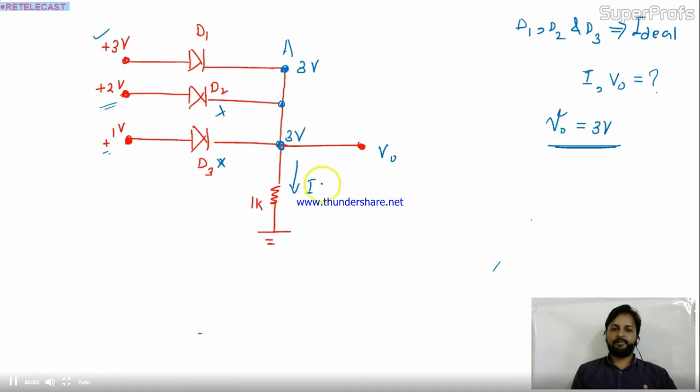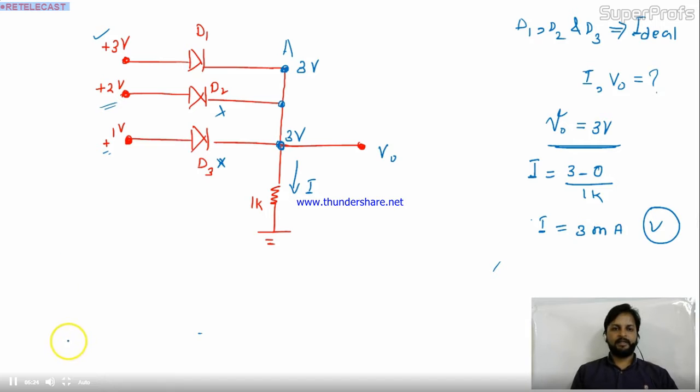It's a very easy problem. Now they're asking for the I also. Can you find this I for me? It's very easy. I is nothing but the voltage difference divided by resistance. The voltage difference is 3 minus 0, divided by 1K. Your current is 3 milliampere. Is it okay? So this is the question.